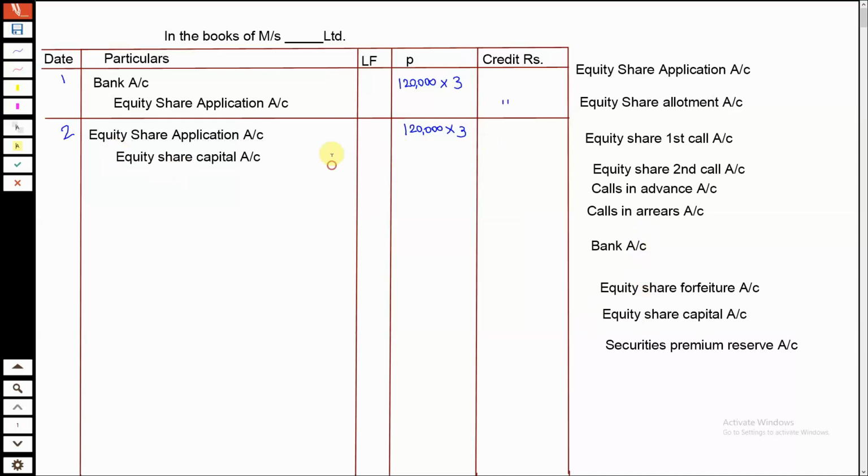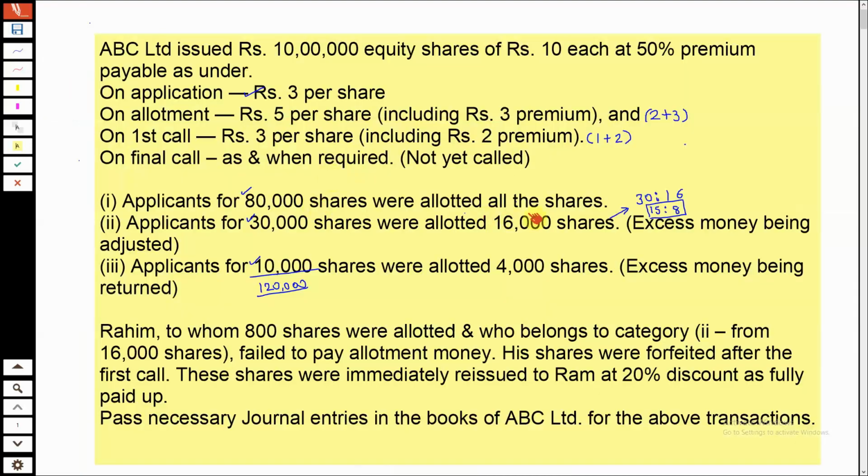So look here in the question, how many shares you are giving to people. Those who applied for 80 must have got 80. So this 80,000, then 16,000 and 4,000. So 80 plus 16 plus 4 will give you 1 lakh.